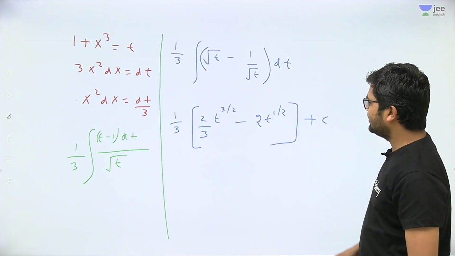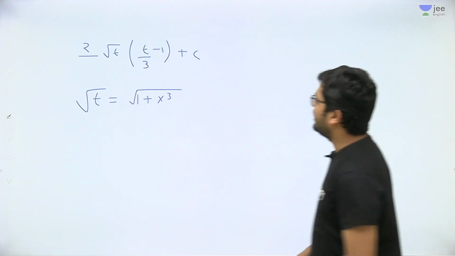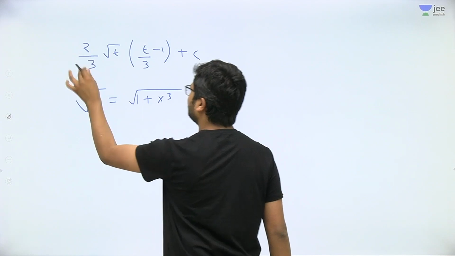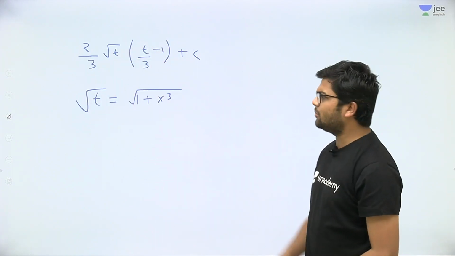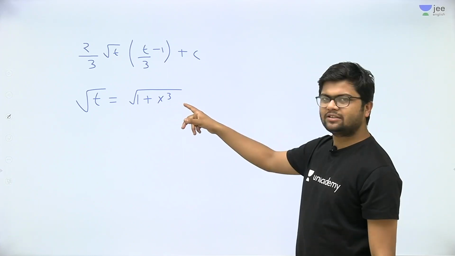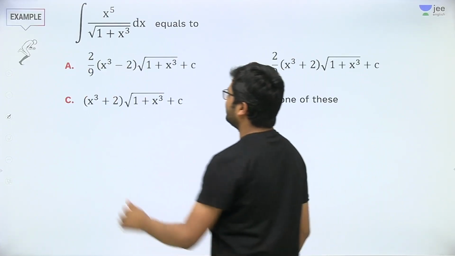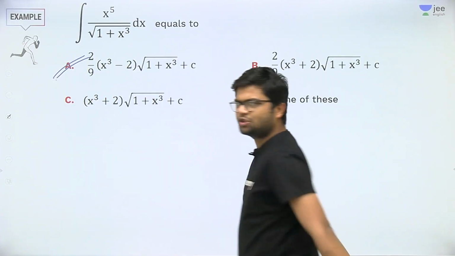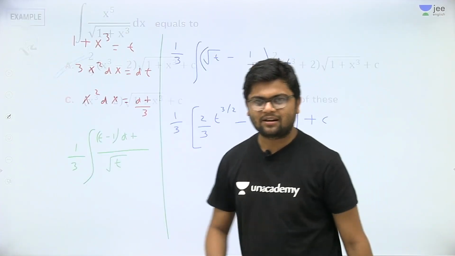Let me check again. 1 by 3 is outside. So yes, 2 by 3 will be outside. No issue, that we have taken 2 root 3 common. No issue with that. So just put the value of root t as 1 + x³. You will get the answer as A for Agra. Basic question, very basic question. Very good.